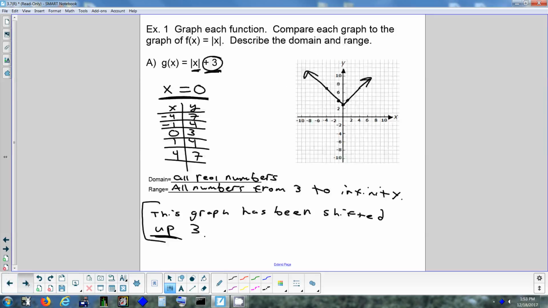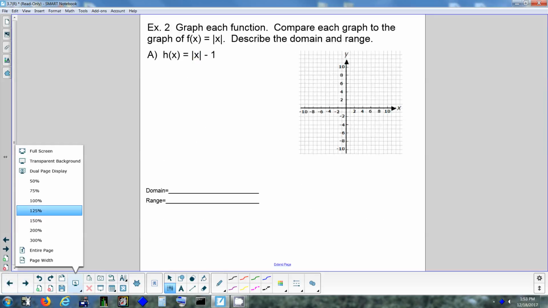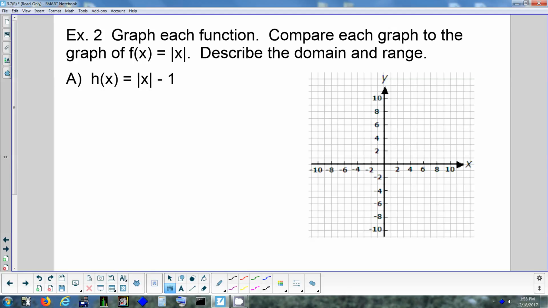Alright, so can you guys tell us, we didn't do this one, but which way would this graph move? Up, down, left, or right, based on the original? What direction will that graph shift? Valerie? It's going to move down one, right?